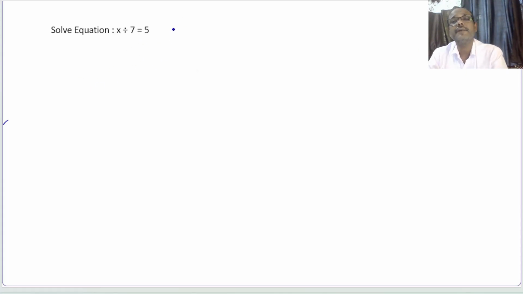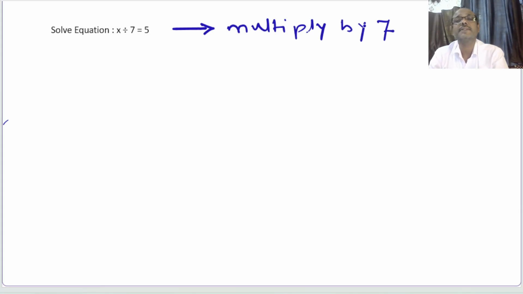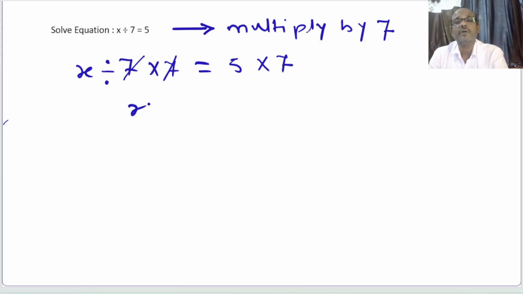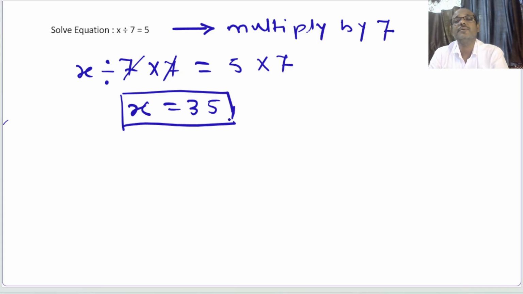Another example, x divided by 7 is equal to 5. So here division is there, we are going to multiply by 7. So x divided by 7 multiplied by 7 is equal to 5 multiplied by 7 again. So here 7 and 7 will get cut. On the left hand side x will be there, is equal to 5 multiplied by 7, 35. So we are getting the value of x is equal to 35.